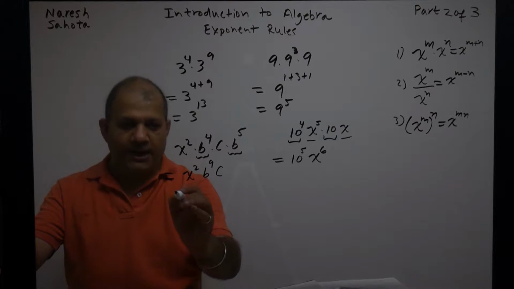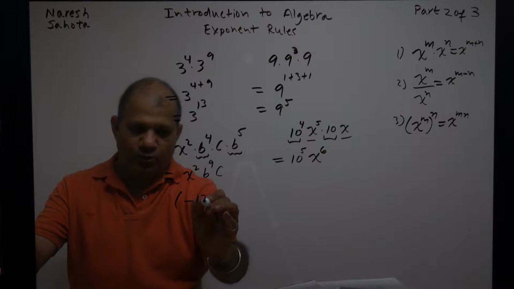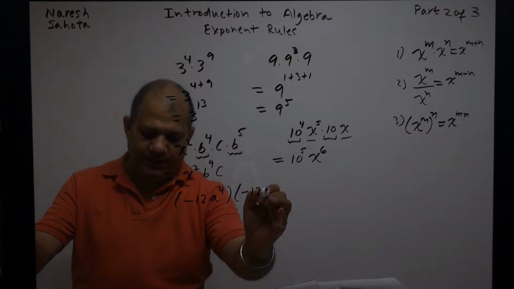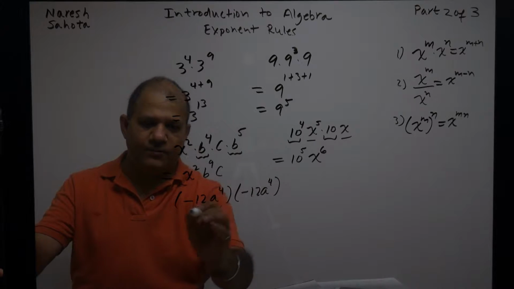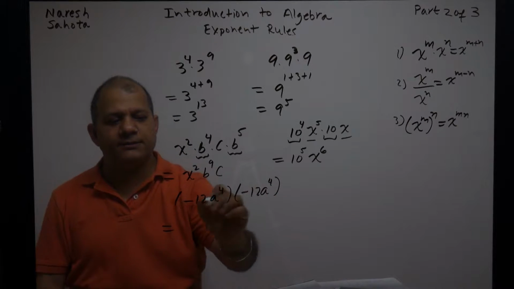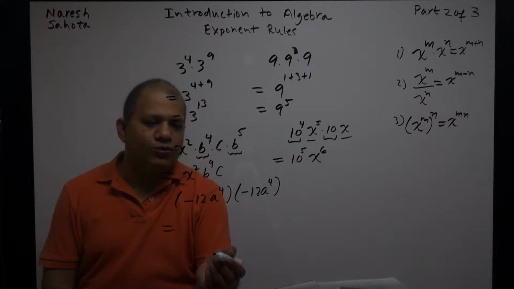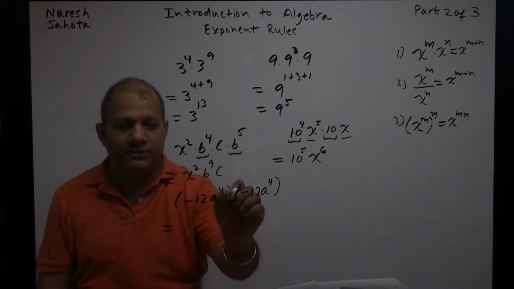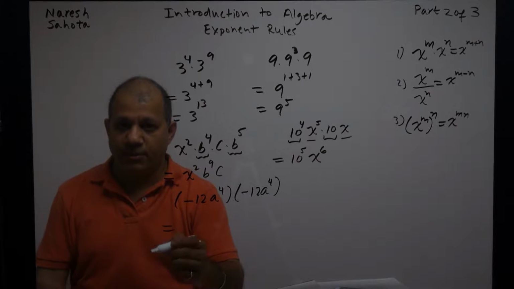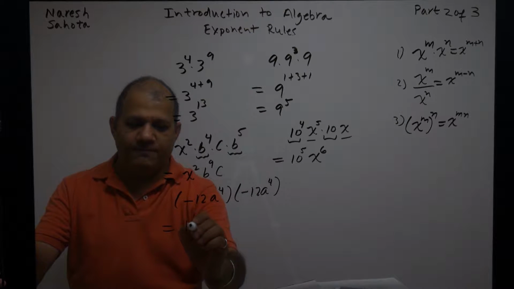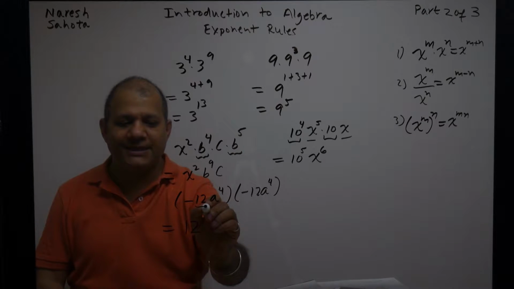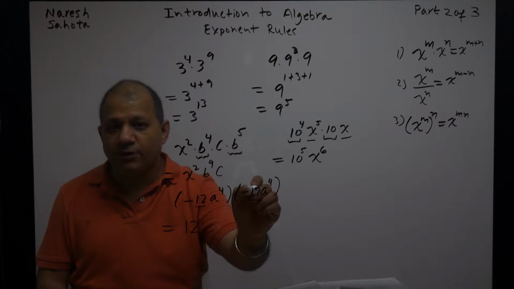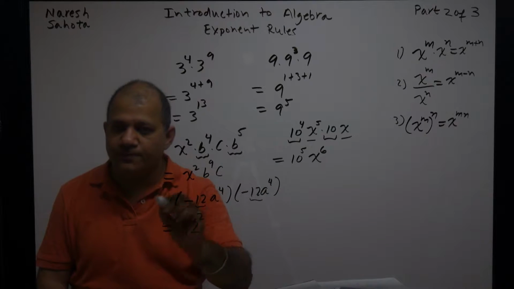Okay. Now what about if we have negative 12a to the 4 times negative 12a to the 4? We're multiplying the same bracket, right? Twice. Okay. So negative times negative is going to become positive. So it's positive. 12 is the same base, right? 12 has an exponent of 1, so does this 12. So this will be 12 to the 2.